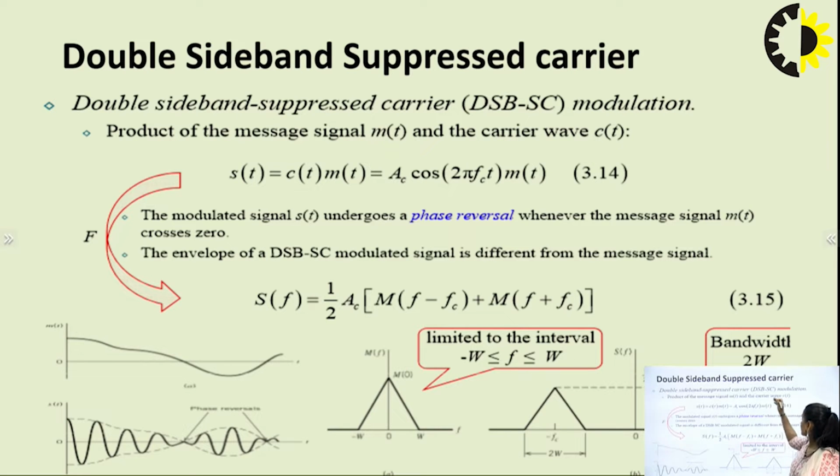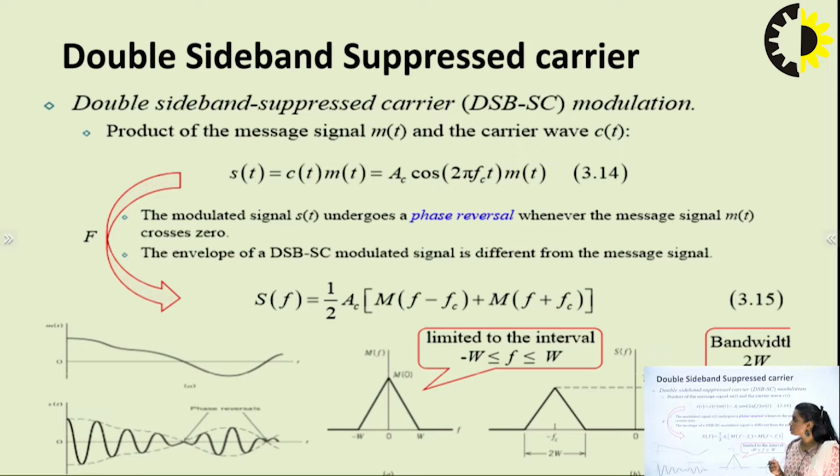Double sideband suppressed carrier is denoted as DSB SC. We can simply generate it with the help of a product modulator. If I consider my message signal and carrier wave both as cos waves, by simply multiplying both waves, applying the trigonometric formula, cos A into cos B, we get cos A plus B plus cos A minus B. So the two frequency components will be FC and FM, the carrier frequency and the message frequency. The upper sideband will be FC plus FM and the lower sideband will be FC minus FM.